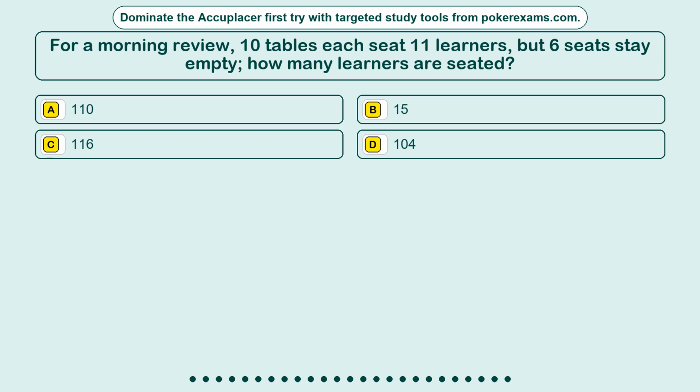Question 1. For a morning review, 10 tables each seat 11 learners, but 6 seats stay empty. How many learners are seated? Option A, 110. Option B, 15. Option C, 116. Option D, 104.